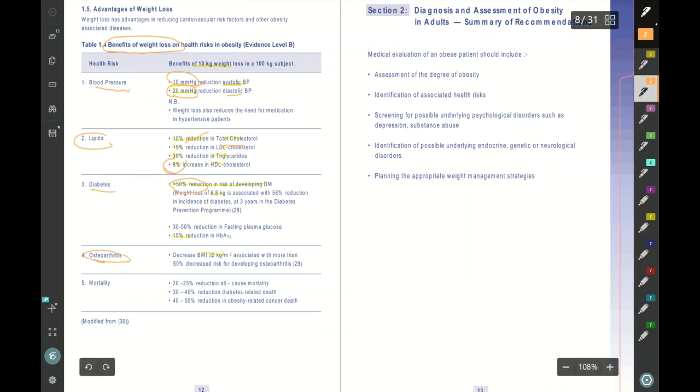Okay, and of course, when they reduce their weight, they put less pressure on their knees, so they may have less osteoarthritis, and of course, at the end of the day, their mortality rate also decreases.